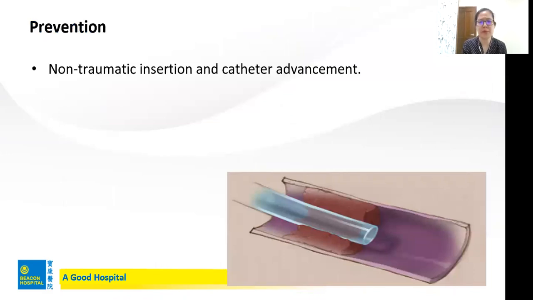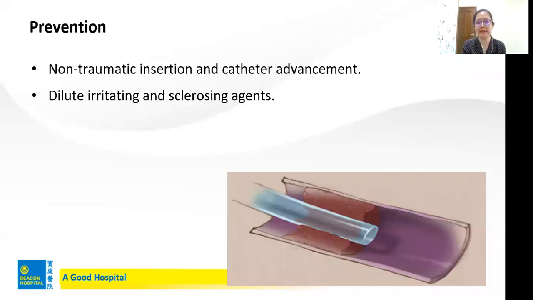Okay, some thrombosis happens because during insertion there is a lot of trauma or injury. So that's why the lumen of the vein is already internally injured. Okay, so the prevention is, first, non-traumatic insertion and catheter advancement.